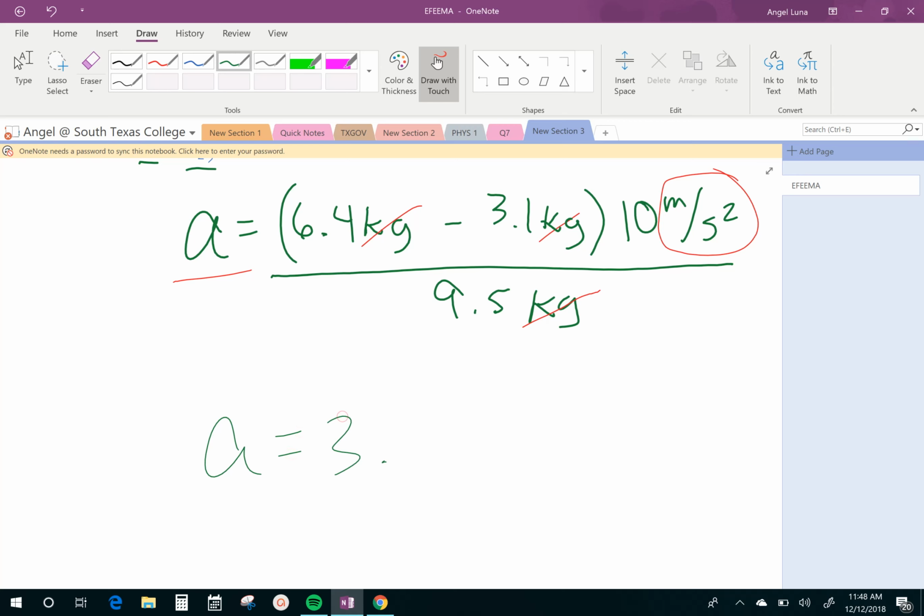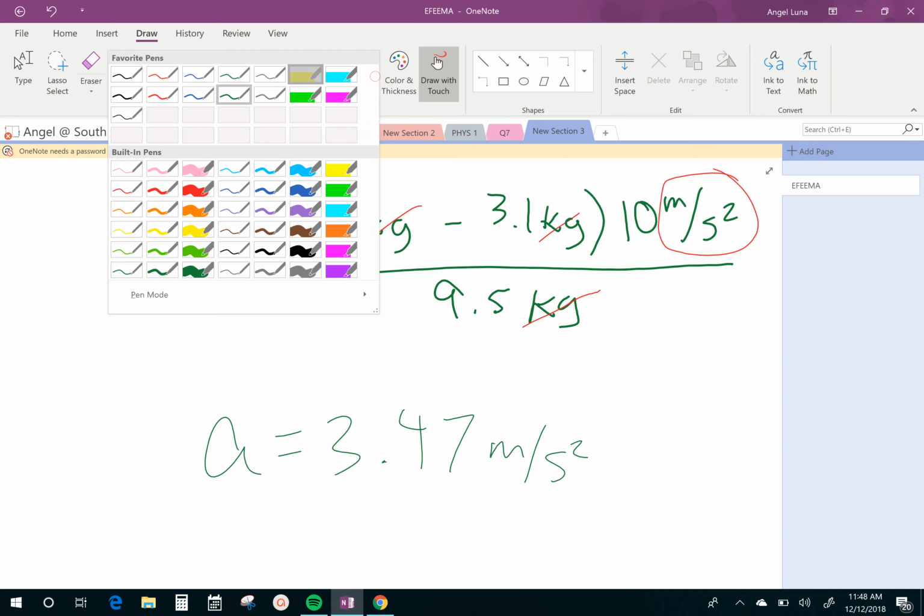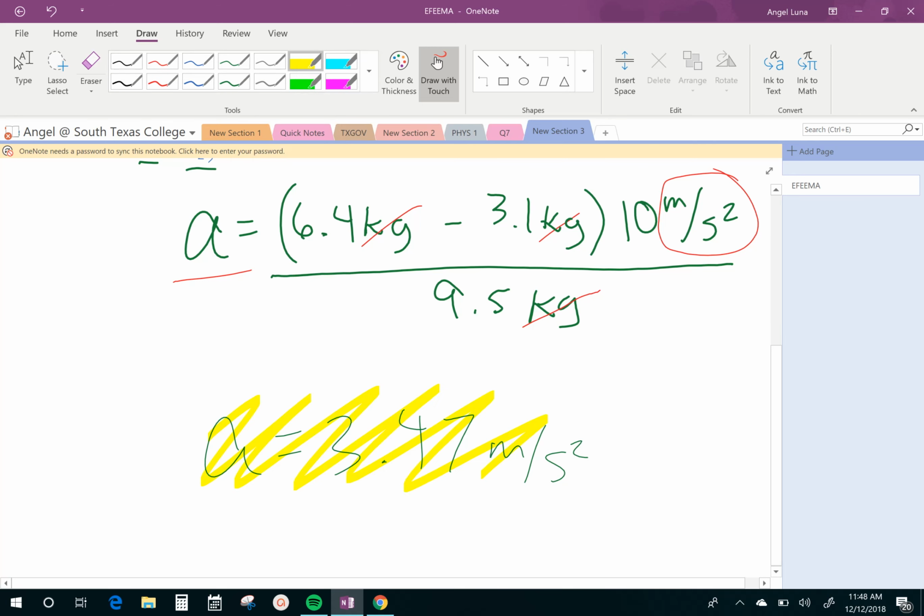Our answer for acceleration in 3 significant figures will be 3.47 meters per second squared. And here is our answer. And again, there is only one acceleration because both masses are tied together.